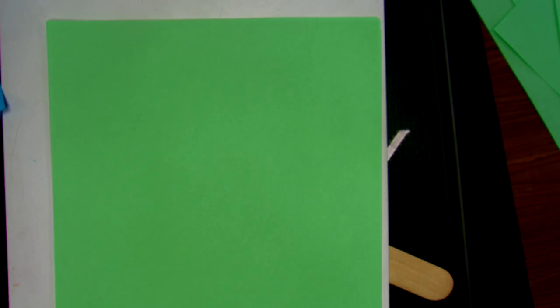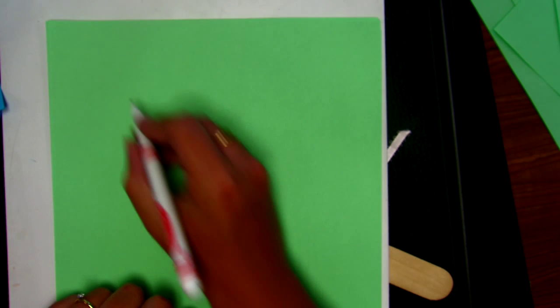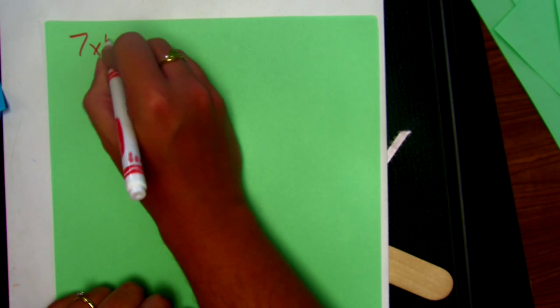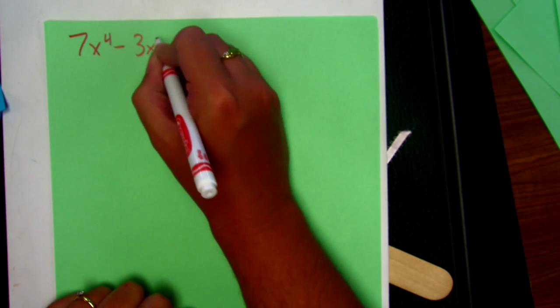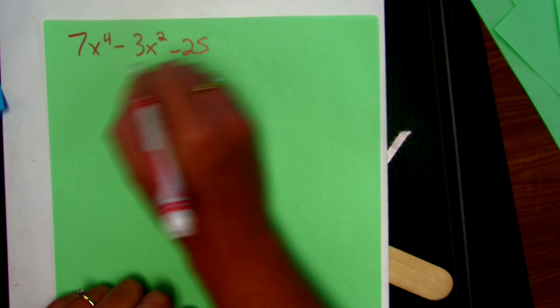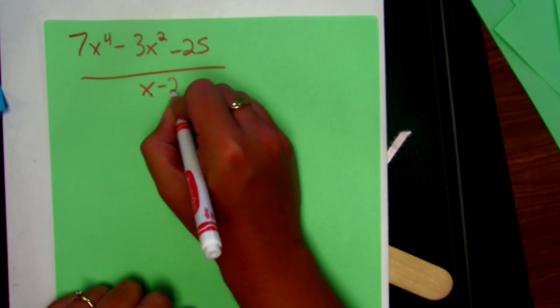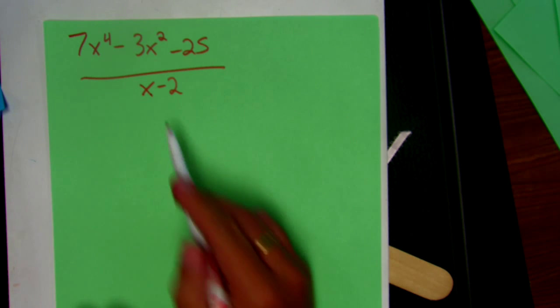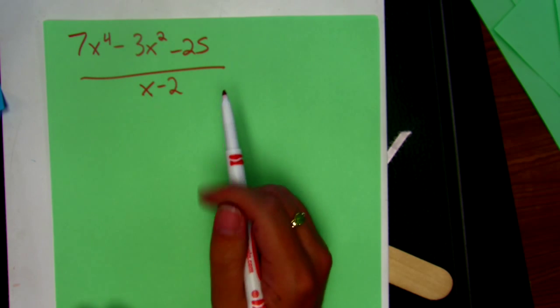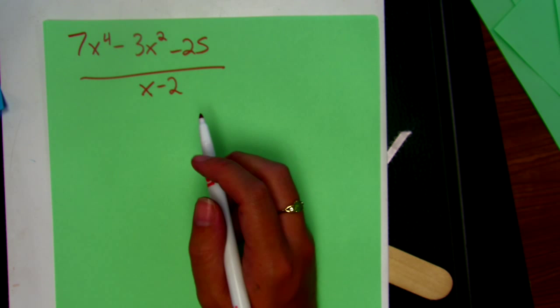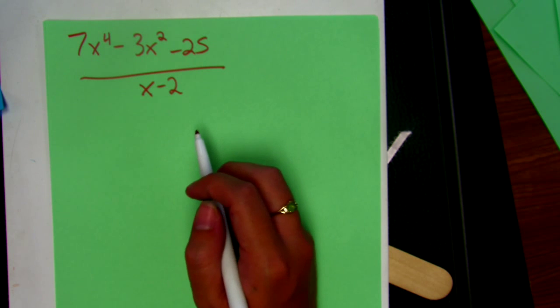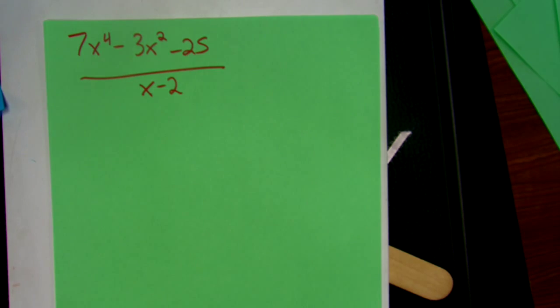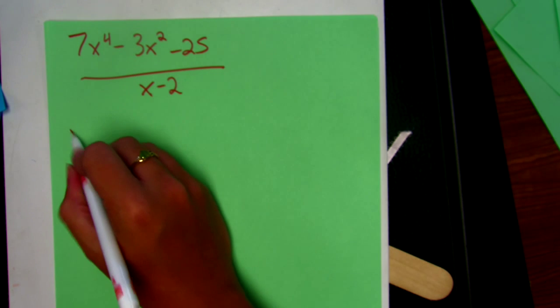Let's try another example. Let's try 7x to the fourth minus 3x squared minus 25 divided by x minus 2. If you notice, not all of our x's are represented. We don't have an x cubed and we don't have an x. When that happens, we actually have to fill in zeros for that when we rewrite it.